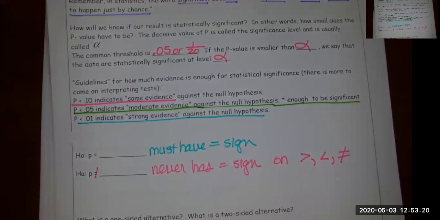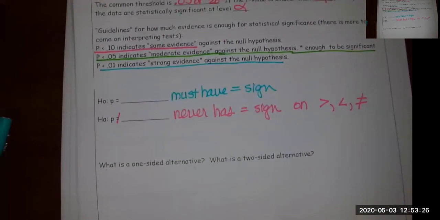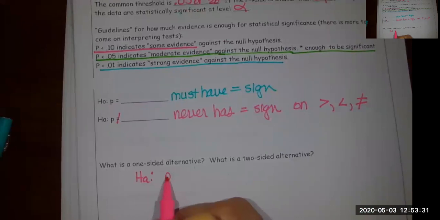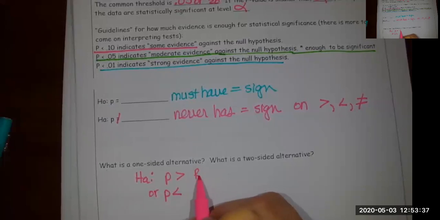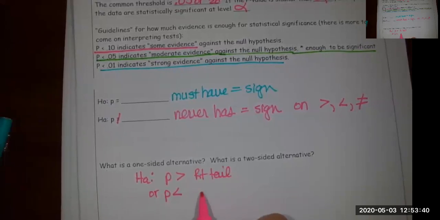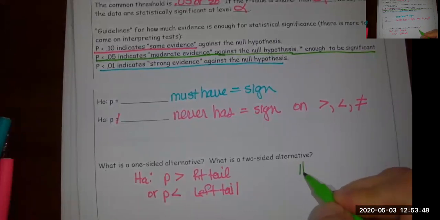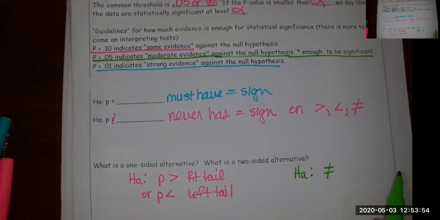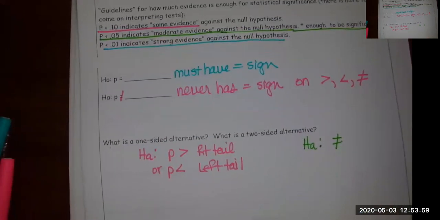What is a one-sided alternative? What is a two-sided alternative? Well, in a one-sided alternative, our alternative would be p is greater than or p is less than, and that's a right tail or a left tail, right? And in a two-sided, HA is not equal to. So we say, well, it might be bigger, it might be smaller, but I know it's not equal to. Here we're saying it's greater than or less than, right?